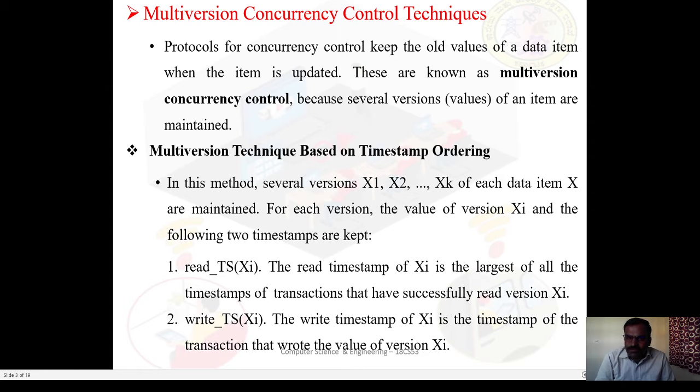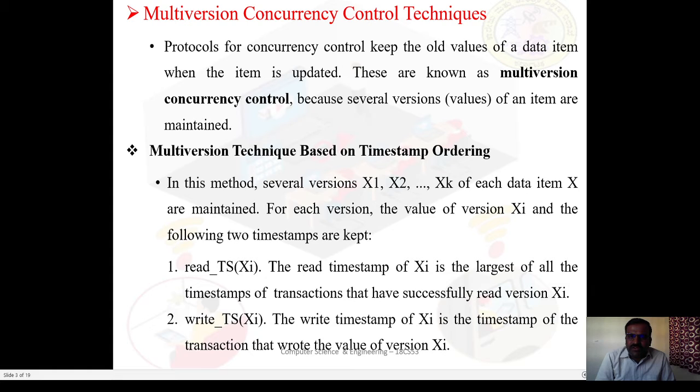When a transaction writes an item, it writes a new version, and the old versions of the item are retained. A drawback of multi-version concurrency control is that it requires more storage. More storage is needed to maintain multiple versions of the database items.